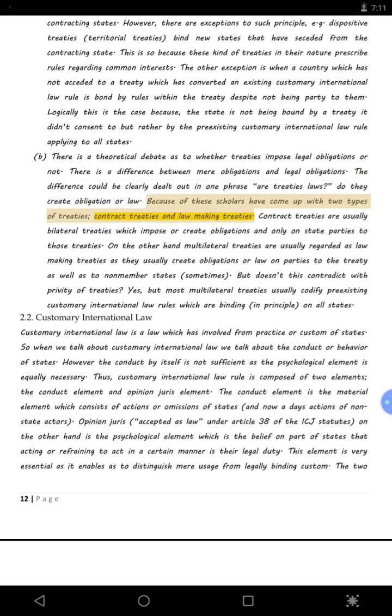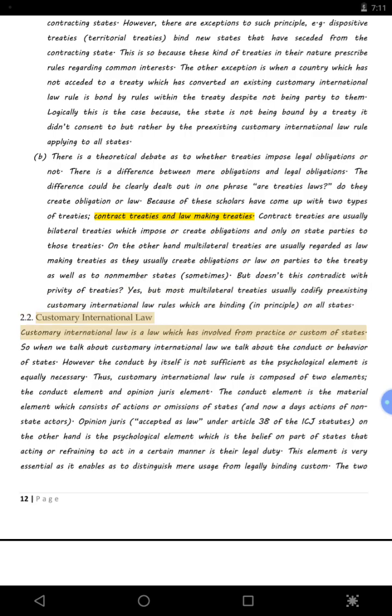Because of these, scholars have come up with two types of treaties: contract treaties and lawmaking treaties. Contract treaties are usually bilateral treaties which impose or create obligations only on state parties to those treaties. On the other hand, multilateral treaties are usually regarded as law-making treaties as they usually create obligations or law on parties to the treaty as well as to non-member states, sometimes. But doesn't this contradict with privity of treaties? Yes, but most multilateral treaties usually codify pre-existing customary international law rules which are binding, in principle, on all states.